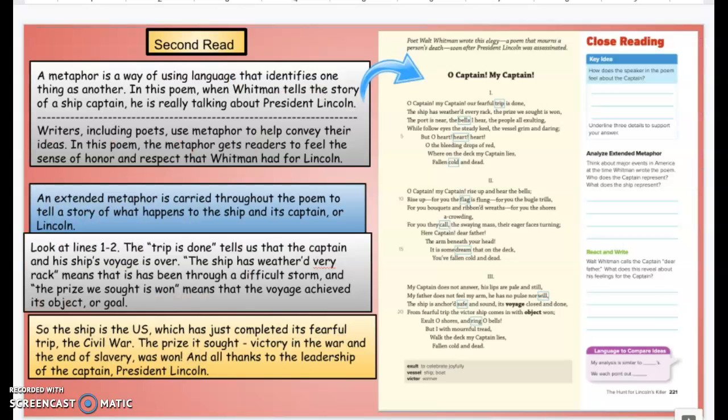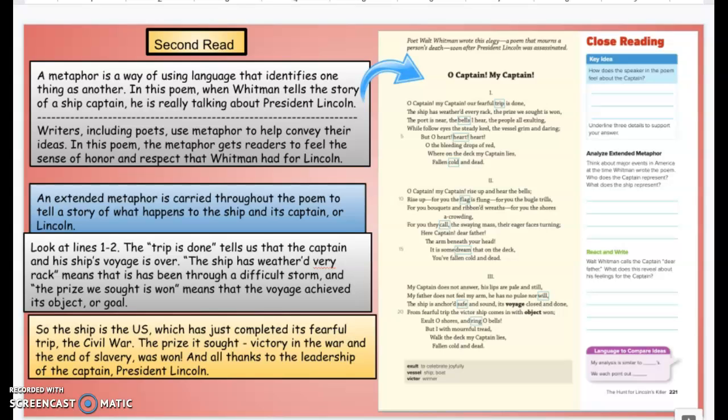All right, so we're going to do a second read, but before we do that, I want to review what a metaphor is. A metaphor is a way of using language that identifies one thing as another. In this poem, when Whitman tells the story of a ship captain, he is really talking about President Lincoln. So writers, including poets, use metaphors to help convey their ideas. In this poem, the metaphor gets readers to feel the sense of honor and respect that Whitman had for Lincoln.